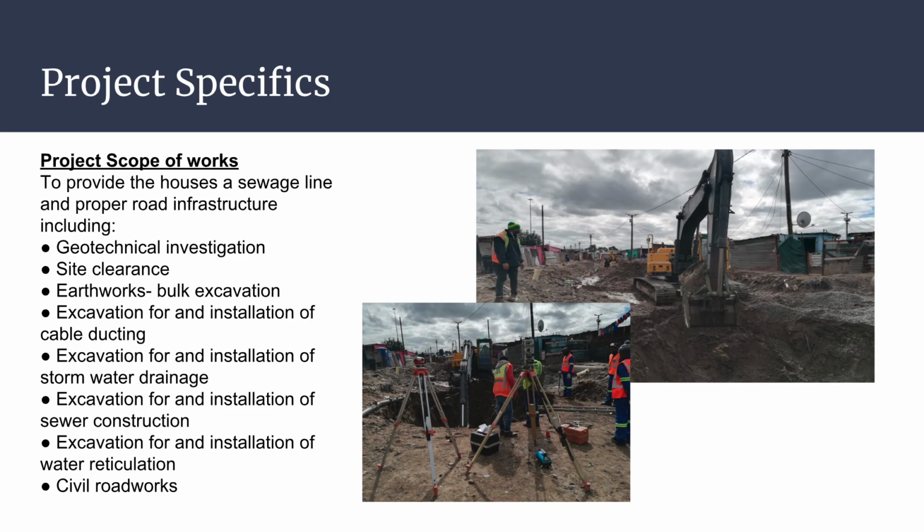The purpose of the work is to provide the houses with a sewage line and proper road infrastructure. The scope of the engineer's work regarding the entire site includes geotechnical investigation, which showed the presence of predominantly soft earth. Site clearance for an area of a total of 3 hectares. Earthworks, bulk excavation, specifically excavation for an installation of cable ducting, stormwater drainage, sewer construction, water reticulation, and civil roadworks along Jakes Harwell Drive.